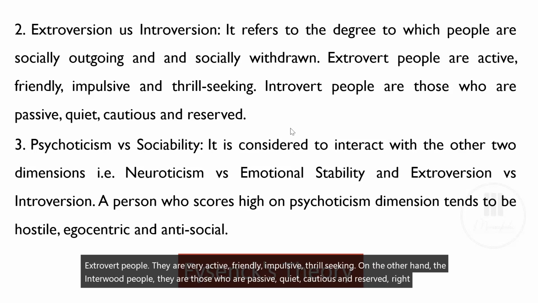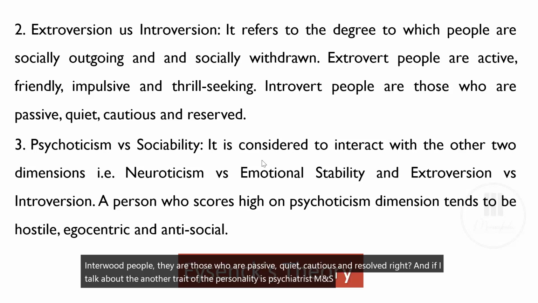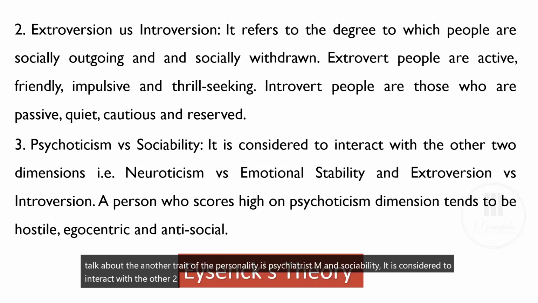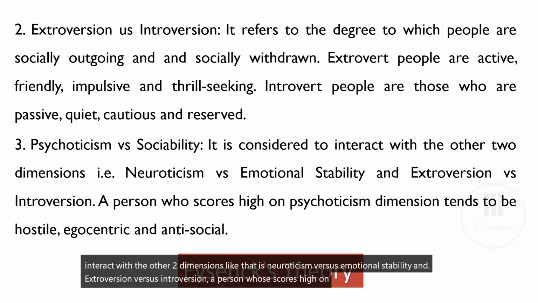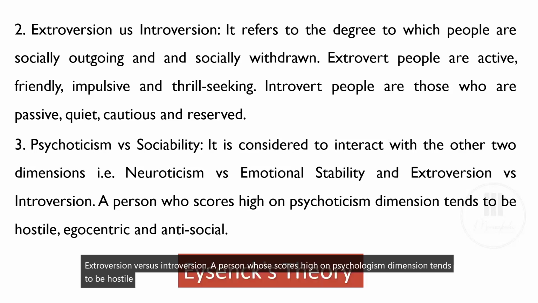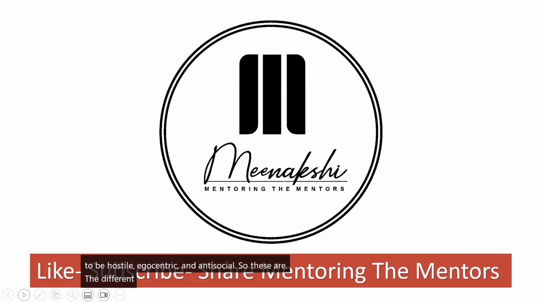And another trait of personality is psychoticism and sociability. It is considered to interact with the other two dimensions, that is neuroticism versus emotional stability and extroversion versus introversion. A person who scores high on the psychoticism dimension tends to be hostile, egocentric, and antisocial, right? So these are the different traits that we are discussing.